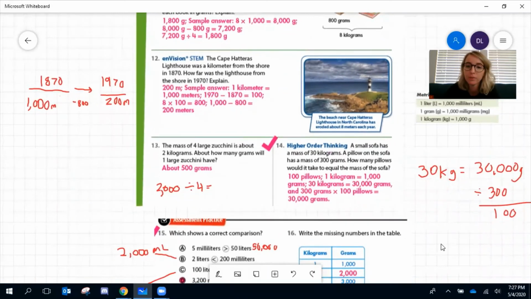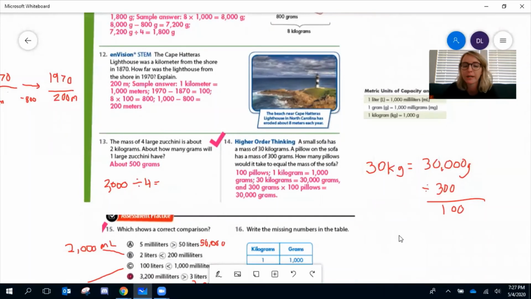So we know that we have grams and kilograms, so we're going to turn them both into grams. If we have 30 kilograms, and we know that there are 1,000 grams in a kilogram, we need to multiply 30 times 1,000, and that gives us 30,000 grams. Then we need to figure out how many pillows it would take to equal the mass, and we know that the pillows have a mass of 300 grams. So we need to divide 30,000 grams by 300 grams.